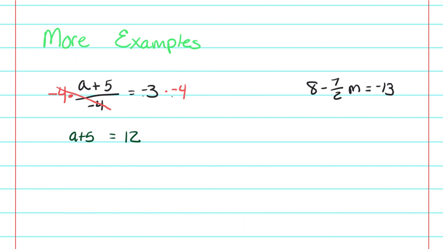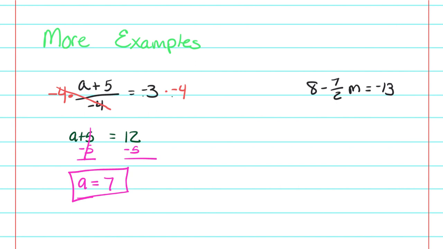Now, the problem looks a little less scary. So plus 5, the inverse would be to subtract, right? So if I subtract 5, I have to do that to both sides. Whatever I do to one side, I must do to the other. That will cancel out. The a will fall down. And 12 minus 5 is 7. A equals 7.